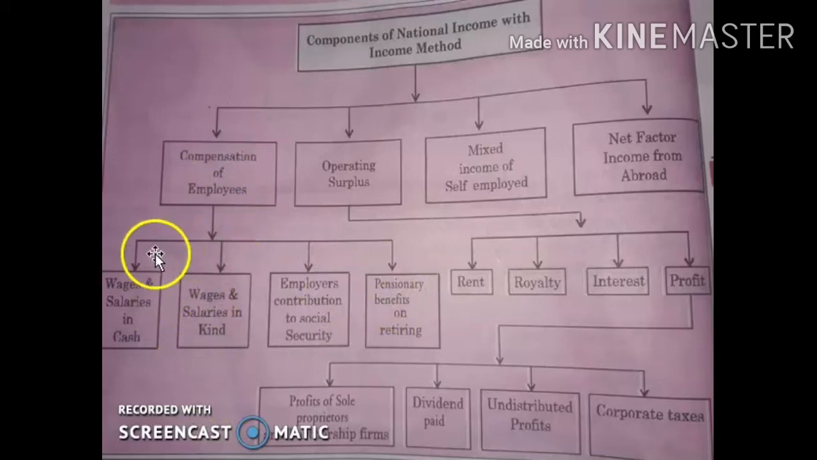What are the 4 split-ups? Wages and salaries in cash, wages and salaries in kind, employers' contribution to social security, then pensioners' benefit on retiring. All of these are given to employees as compensation. These are the payments given. The next component is operating surplus. Operating surplus is also divided into 4: rent, royalty, interest and profit.